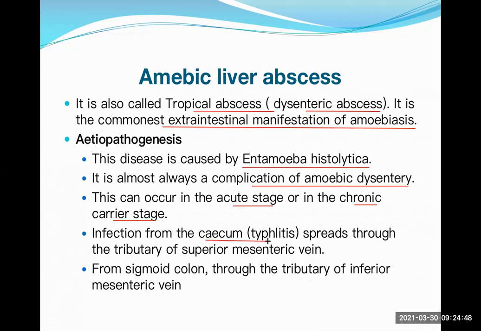Infection from the cecum, inflammation of which is known as typhlitis, spreads through the tributary of the superior mesenteric vein and reaches the liver. The superior mesenteric vein ultimately forms the portal vein. That's why the blood reaches the liver. And from the sigmoid colon, it is through the tributary of the inferior mesenteric vein. The inferior mesenteric vein directly drains into the splenic vein, so again the blood reaches the portal vein. This is the way Entamoeba histolytica, or the trophozoite form, reaches the liver. Remember, the trophozoite form should reach the liver, then only can it do the extensive damage. The cyst is a resting form. Trophozoite is the active form in this case.